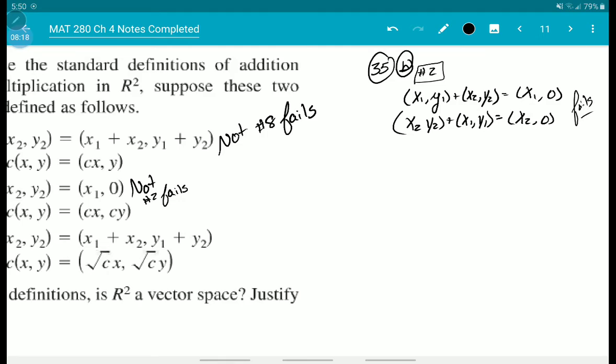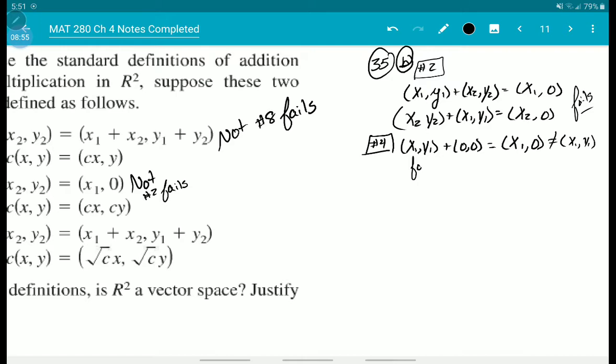3 is actually okay. 1 is okay. It's still closed under addition, and we still get something in R2. Okay, let's look at number 4. So axiom 4 is about the 0 vector. So if I take any vector and I add the 0 vector to it, I get the vector x1, 0. And notice that's not the same thing as what we started with, right? So this one fails.